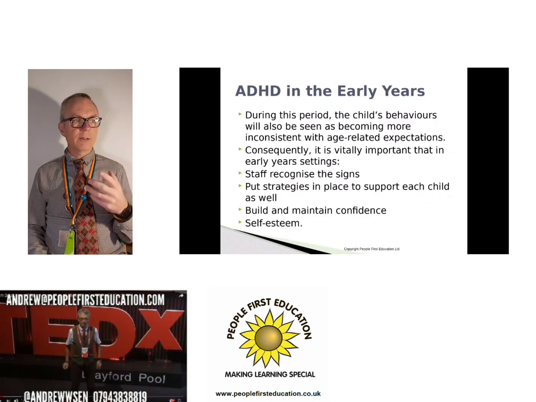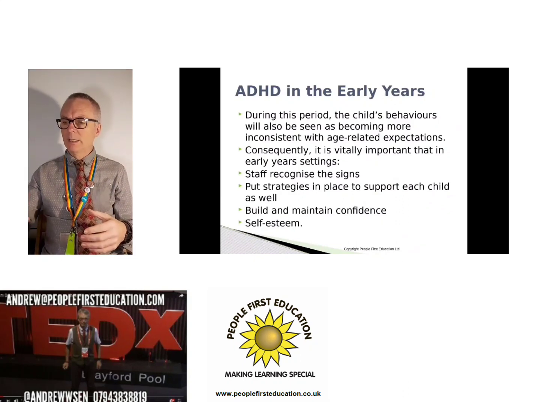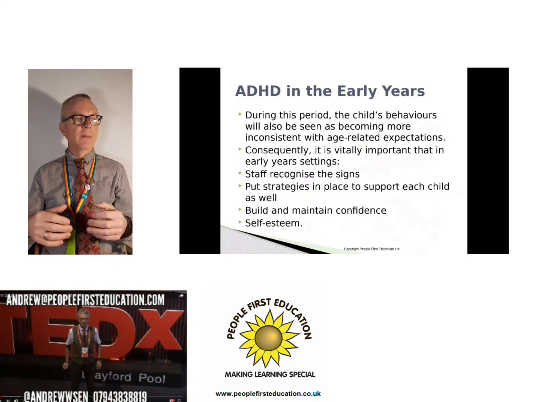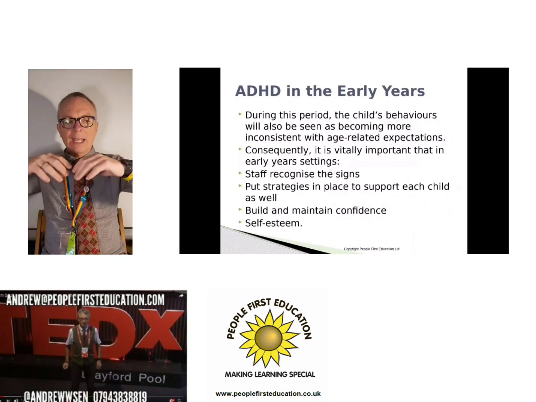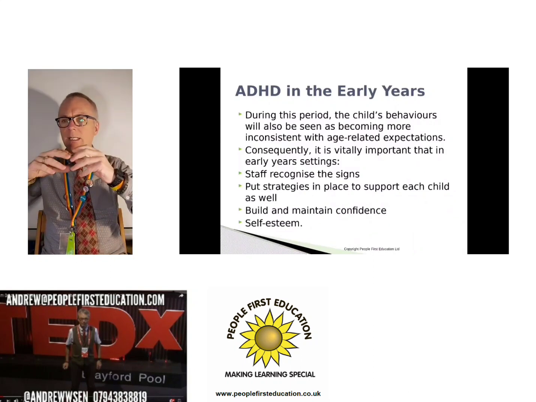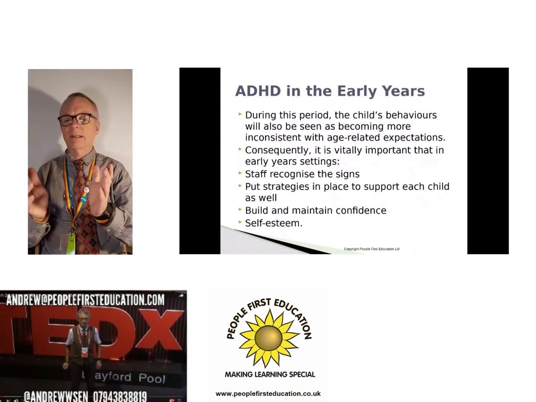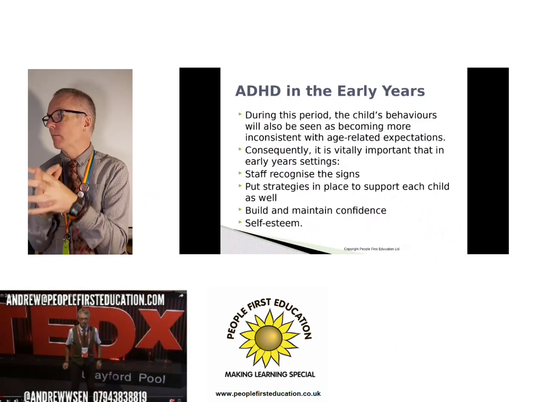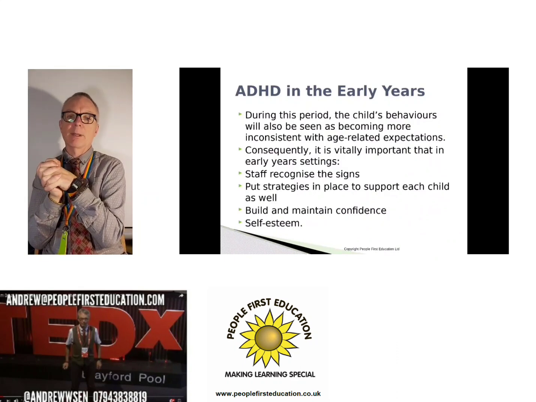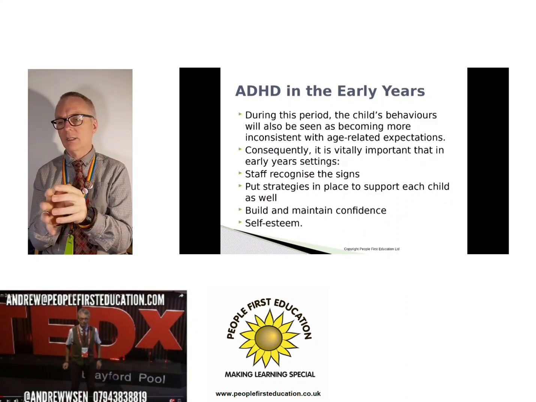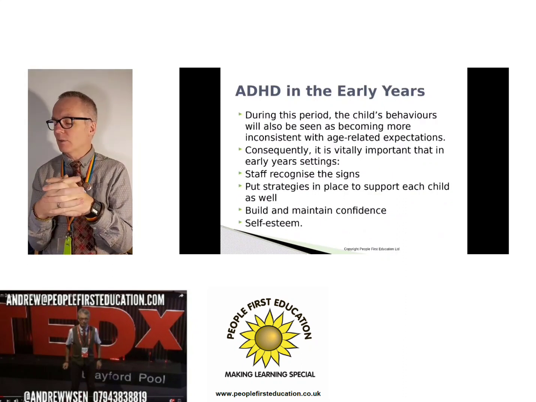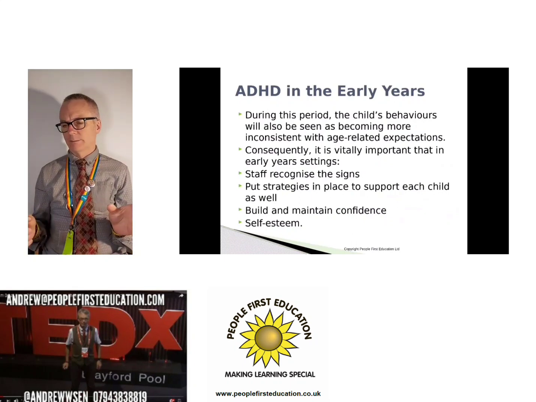During the early years, as they go on and get older, the gap starts to widen. During that period, the behaviours will become more inconsistent with age-related expectations. If you were to say they are 30% behind with behavioural and social age-related expectations, well, at the age of 6, they're like a 4-year-old. At the age of 3, they're like a 2-year-old.